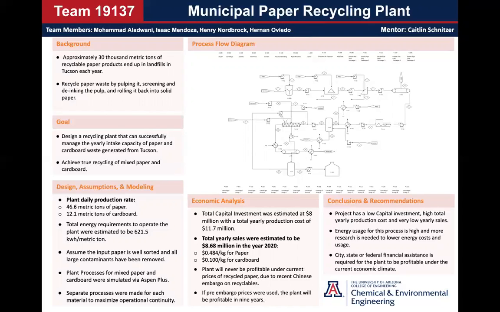The main assumption that went into creating this process was that the input paper would be well sorted and that all large contaminants would have been removed. This would entail that maybe a few small residual contaminants were remaining in the papers or cardboard that we would deal with in this process. Separate and identical processes were created for each material in order to maximize operational continuity, so this process would seamlessly last throughout the year. This was also in order to negate any effects of cross-contamination between either material. A tool that we used in aid of creating our process was simulating these processes using Aspen Plus.